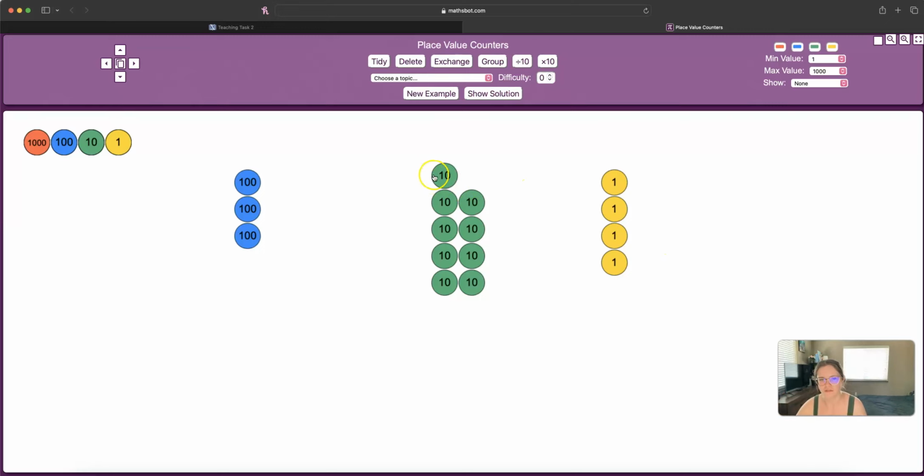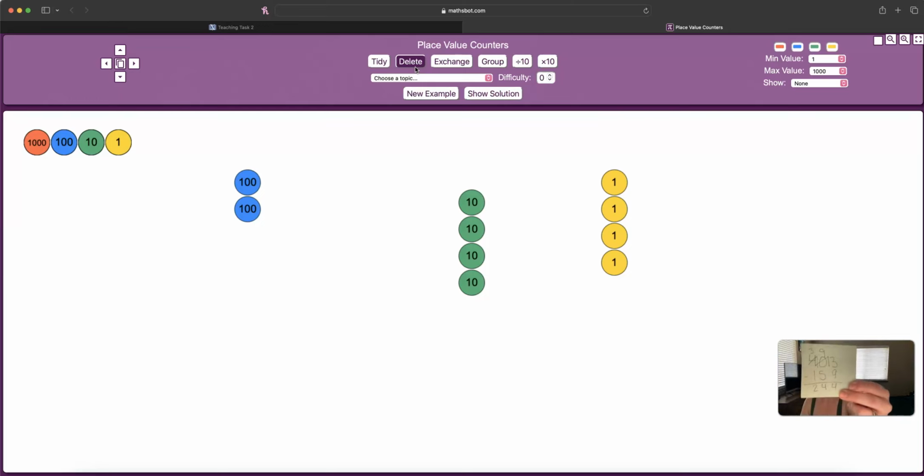Let's see what that's going to give us. 2, 3, 4, 5. 4 tens. And then we're going to do 3 minus 1. That leaves us with 2. So our answer is 244.